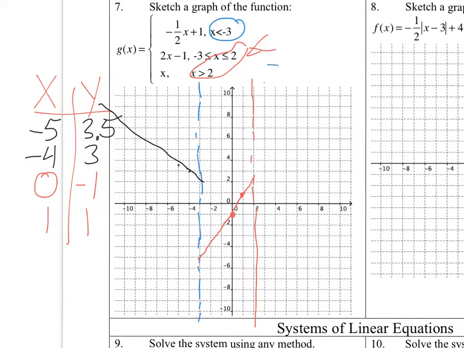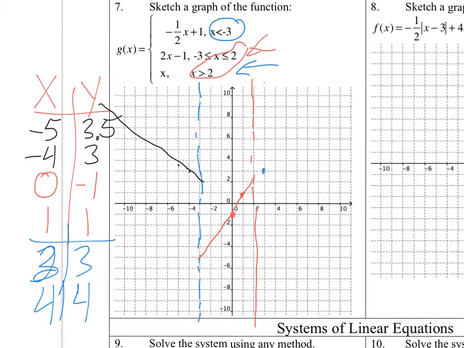Finally, I'm going to look at my points above x equals 2. This might be a point like, I don't know, maybe 2. No, it's not big enough. How about 3, or 4, or 7, or 20 billion? So if I plug 3 in for x, I get 3. Cool. If I plug 4 in for x, I get 4. Cool.